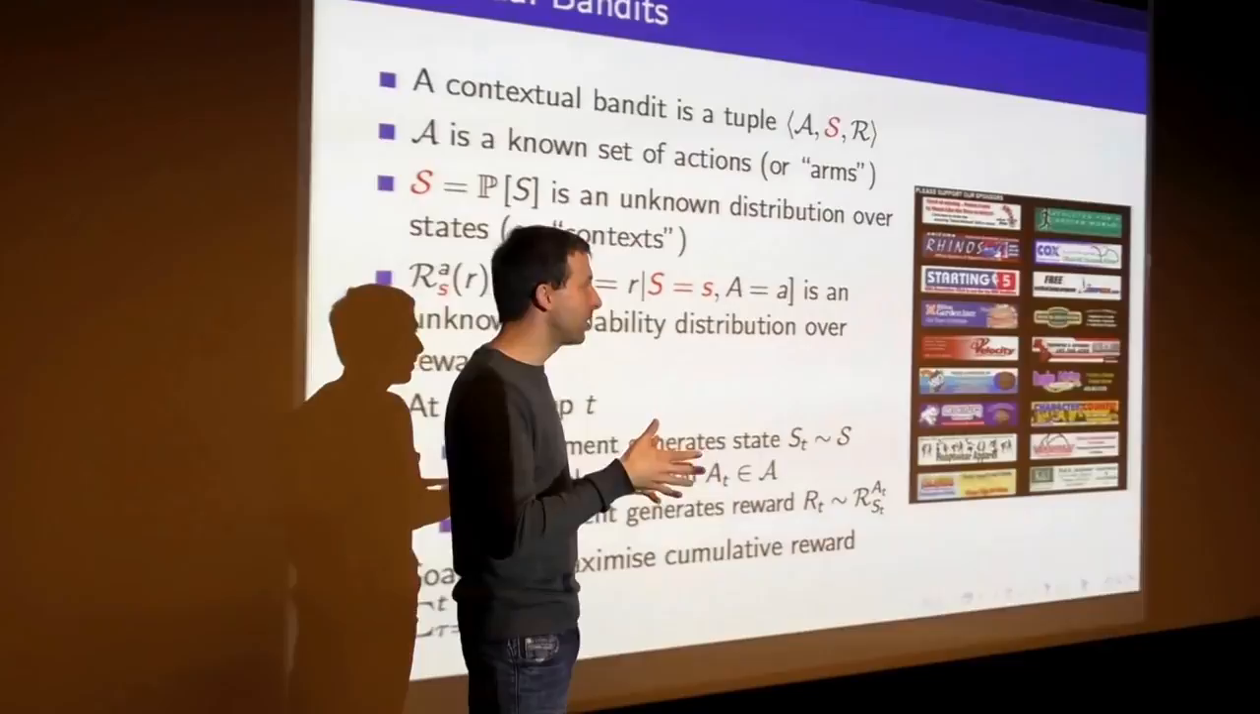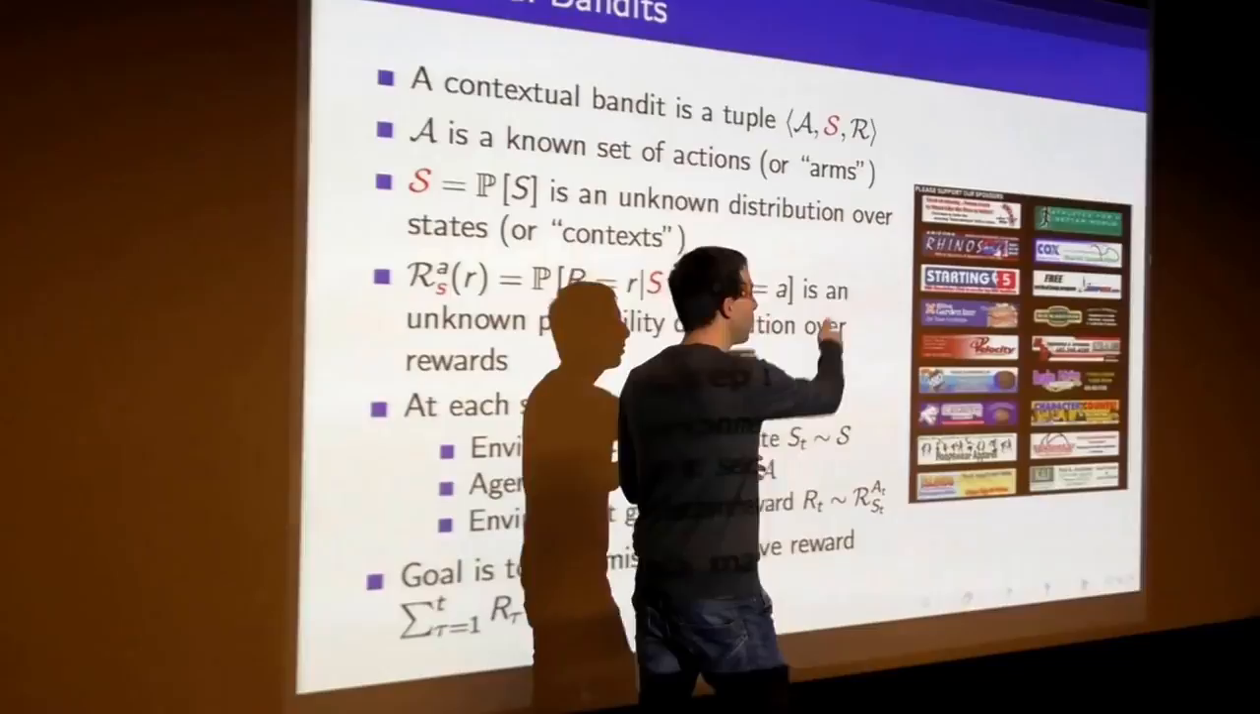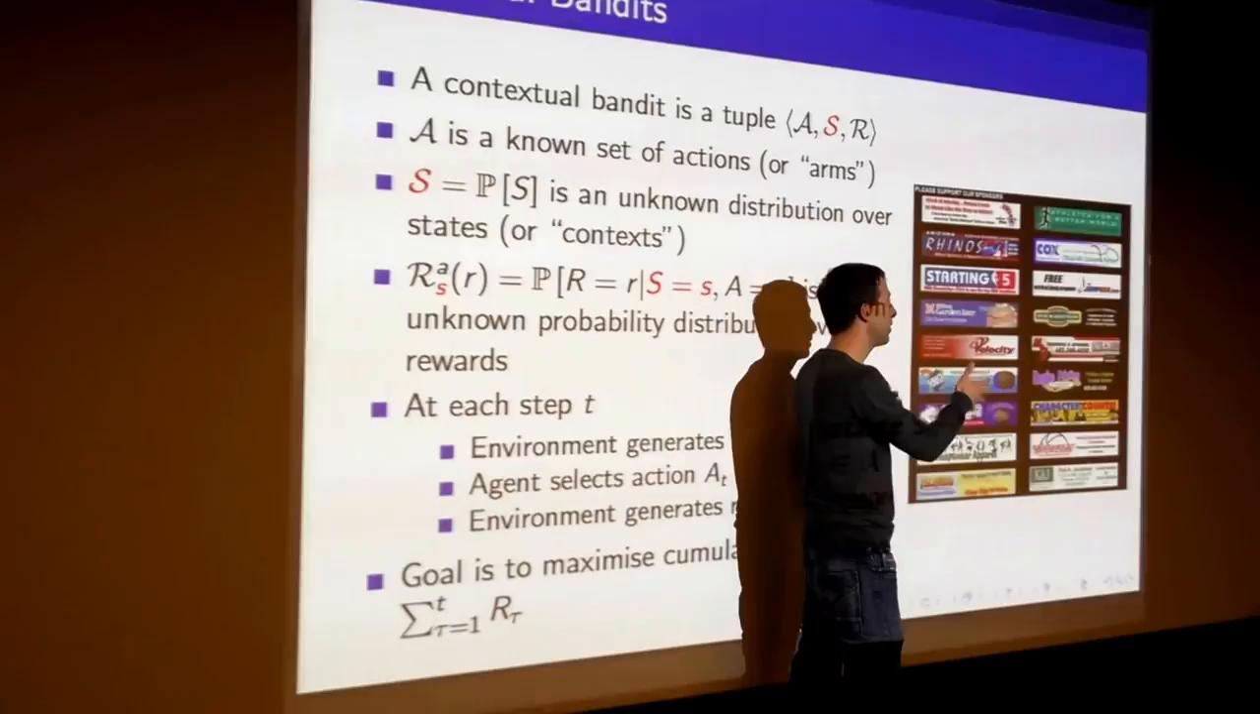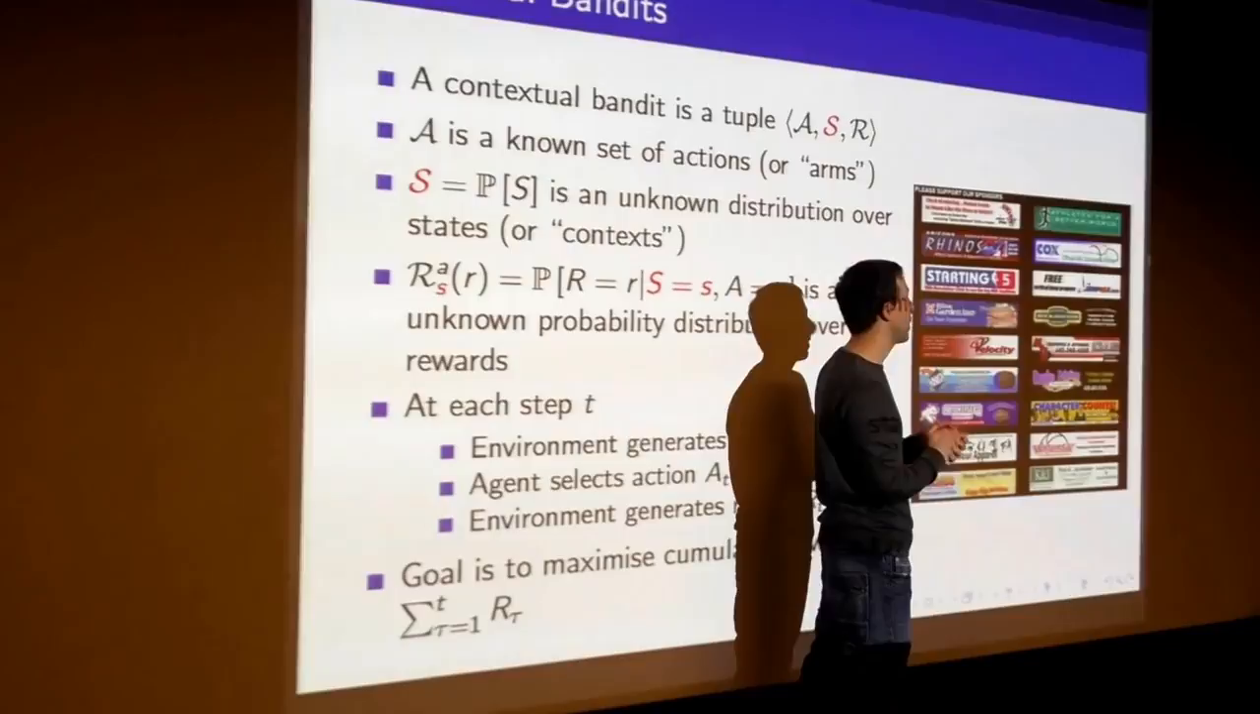And the key thing is that we've got some context. We don't just come into this blindly. We don't just show the same things regardless of who comes in. We track some statistics. We're told something about the user, like maybe what continent they're on, or something about the history of what they've clicked on in the past, or some other statistics about that user.